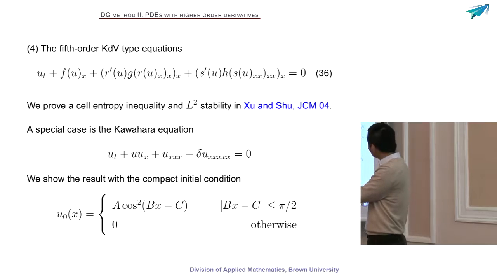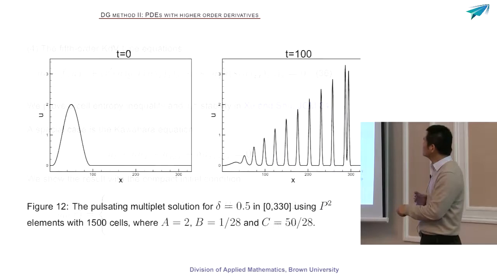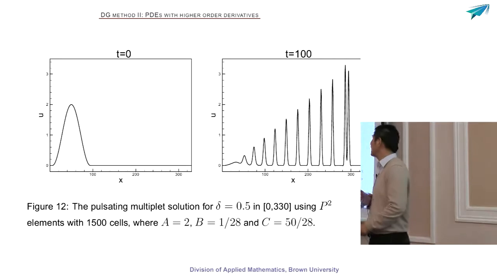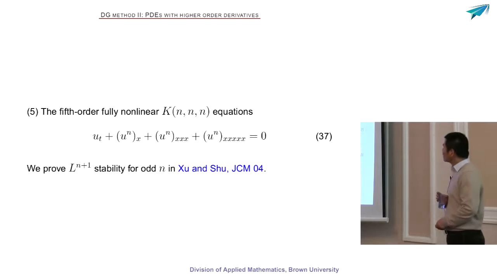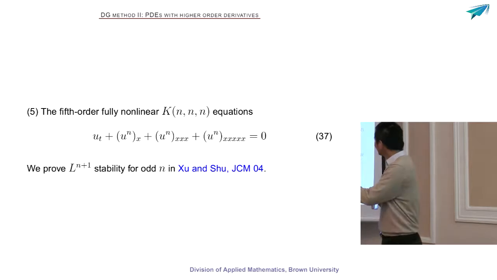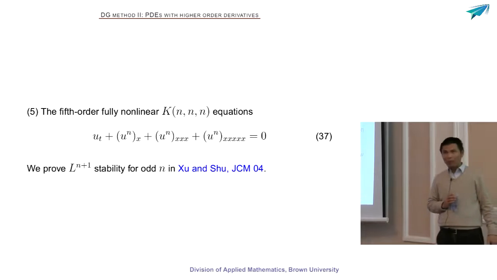Fifth order KdV type equations, you have all these nonlinear terms. And this is a prototype. You can show that this one with this compact initial condition gives you this. So with initial conditions like this, you get a lot of waves going out. After all, you have the dispersion effect in this equation. Okay, the fully nonlinear KNNN equations. So first, third, 5, all with N here. So it's a KNNN equation. You can get an LDG scheme which is Ln plus 1 stable.